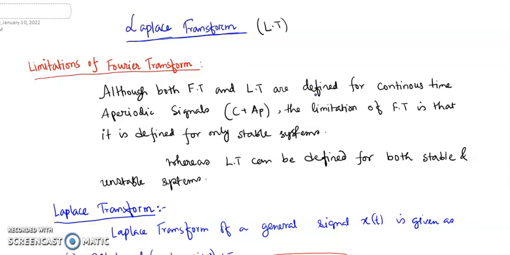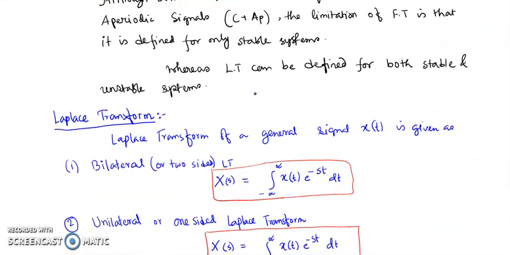That is, the Fourier transform is used only for stable systems, whereas the Laplace transform can be used for both stable and unstable systems. So it has an advantage over the Fourier transform, as it can be used for frequency domain representation of an unstable system too. And the equation for the Laplace transform is given by the expression shown below.